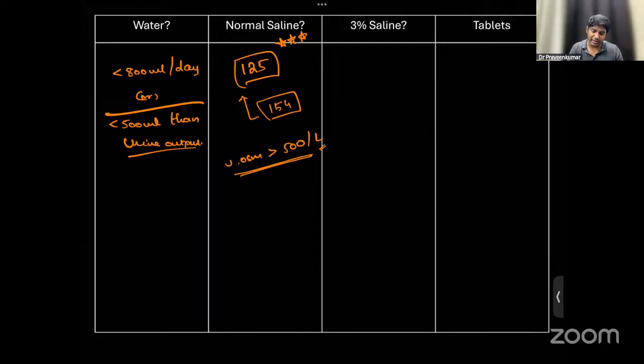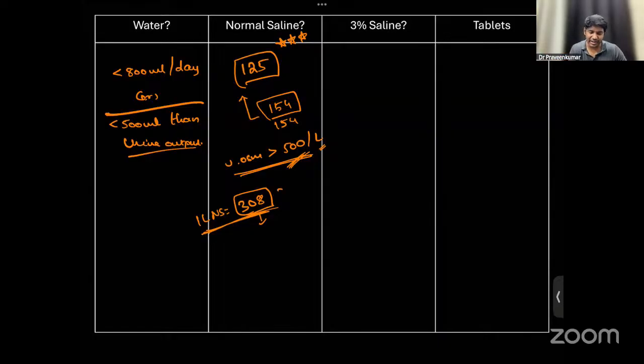So in 1 liter of urine, these people can pass out 500 milliosmoles of solutes. What is the osmolality of normal saline? Sodium is 154, chloride is another 154. Together it is 308. 308 is the osmolality of normal saline. So if you give 1 liter of normal saline, you are giving 308 solutes to the patient. How much urine should this patient pass to eliminate these 308 solutes?